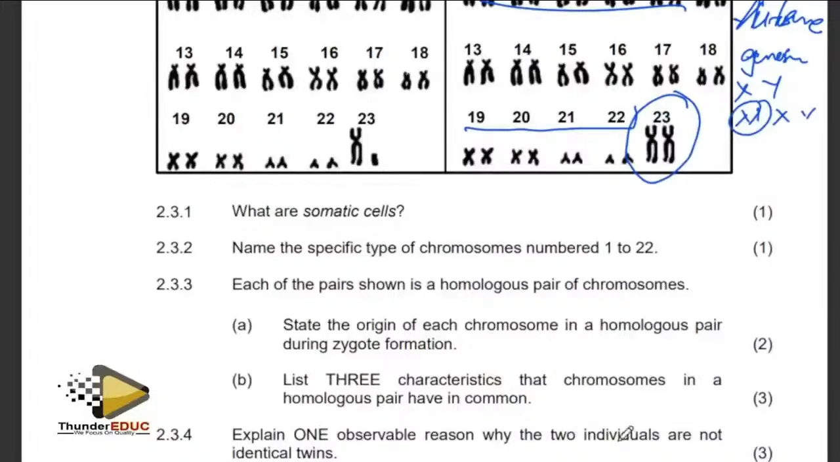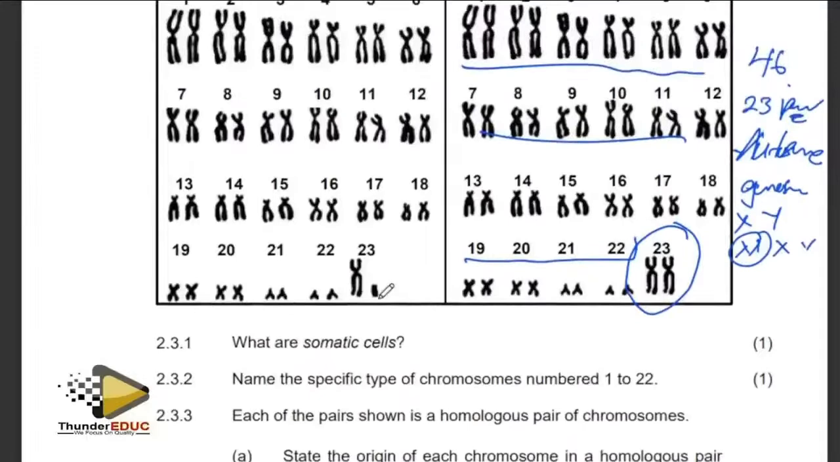Explain one observable reason why these two individuals are not identical twins. Why are these not identical twins using this karyotype? Because this is a male and this is a female. Obviously, if it is a male, the sperm from the father is Y. And if it is a female, the sperm is X. You understand?